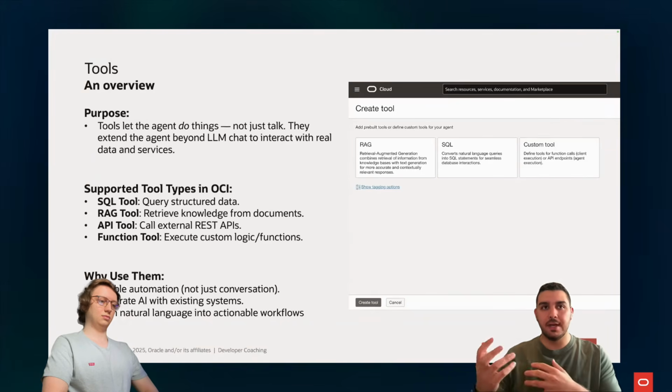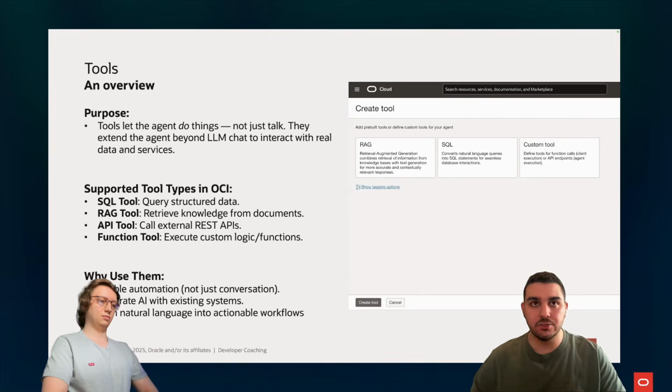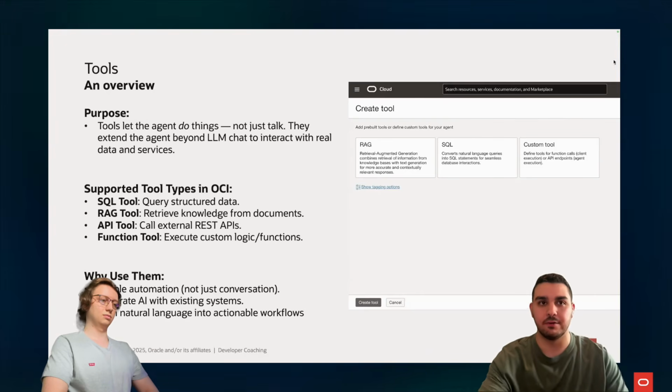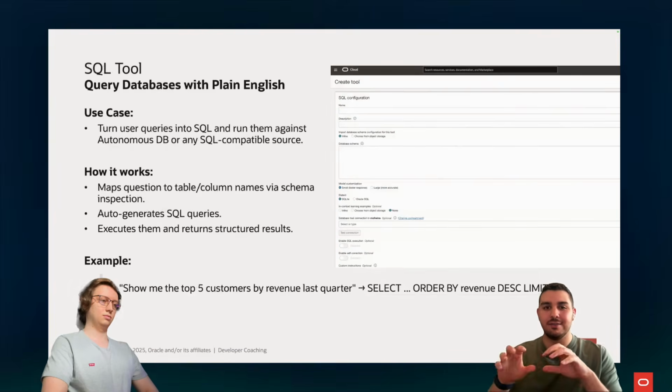The other one is your API tool. As the name suggests, you're able to call external APIs. So not only can you just talk, you can now actually ask the agent to take action on your behalf and call specific APIs. And similarly with the function tool, you can execute custom logic. So you can build out specific flows that you want the agent to trigger at desired points within your chat or within a specific flow. So let's go in a bit deeper into the different tools.